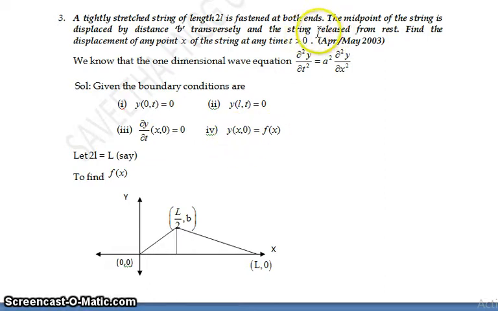So this one is a type 1 method. Released from rest, so this is type 1. Released from rest means dou y by dou t of x comma 0 equals 0 and y of x comma 0 equals f of x. Suppose this one is not released from rest, that is, the equilibrium position, then that is type number 2. So these identifications help to find the problem type. Released from rest, or constant, or 0 degree Celsius, like that.